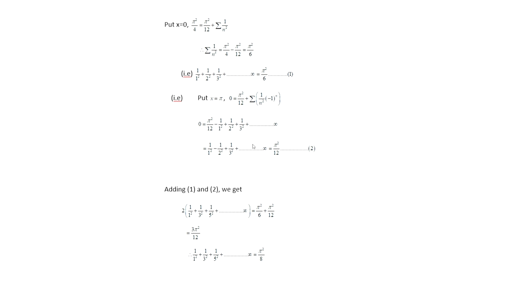Adding these two, we get twice, the even terms get cancelled. 1 by 2 square, 1 by 4 square, those terms get cancelled and we get twice 1 by 1 square plus 1 by 3 square plus 1 by 5 square etc. infinity equal to pi square by 6 plus pi square by 12, that is 3 pi square by 12, or the summation equal to pi square by 8. This is what we have to prove.